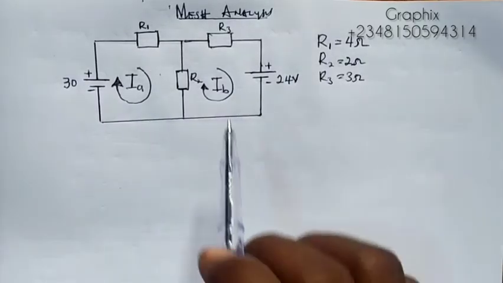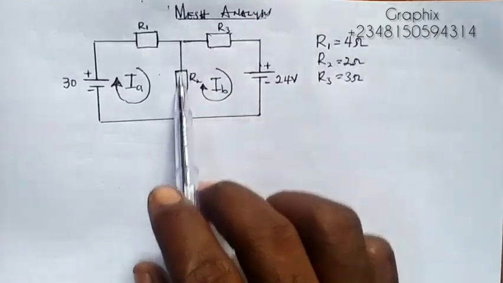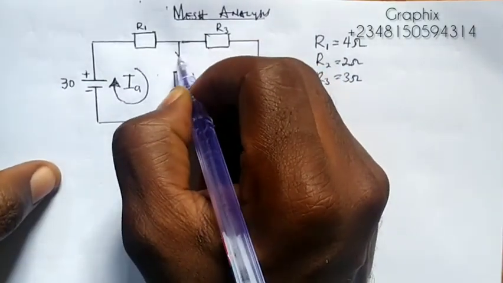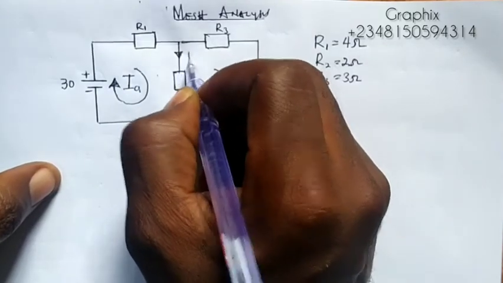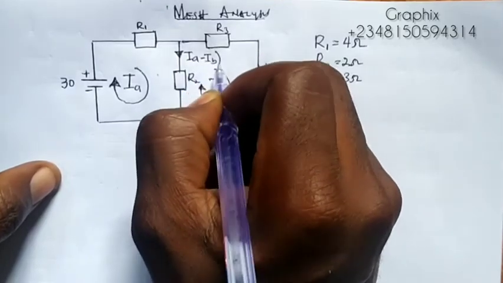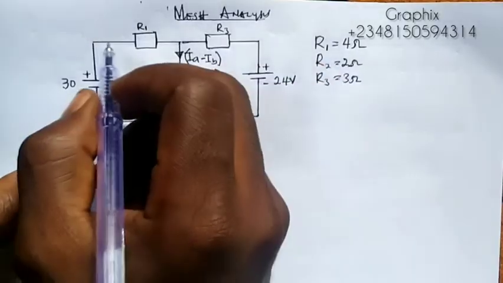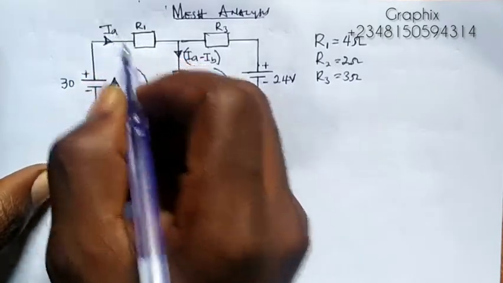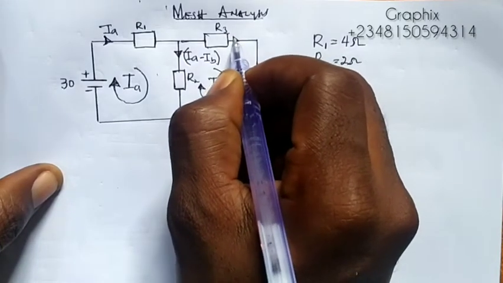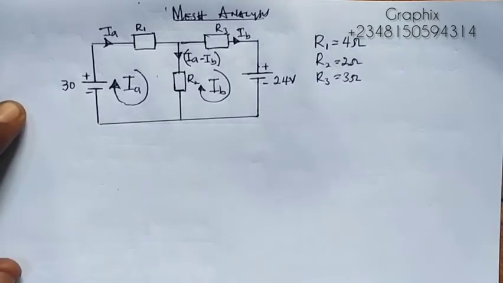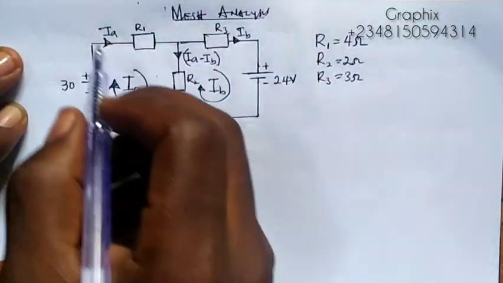Now because they are sharing a common boundary, the current coming down here is IA minus IB, right? So that means here we have IA and here we have IB. Is that okay? Now the next thing you do is name our loop.